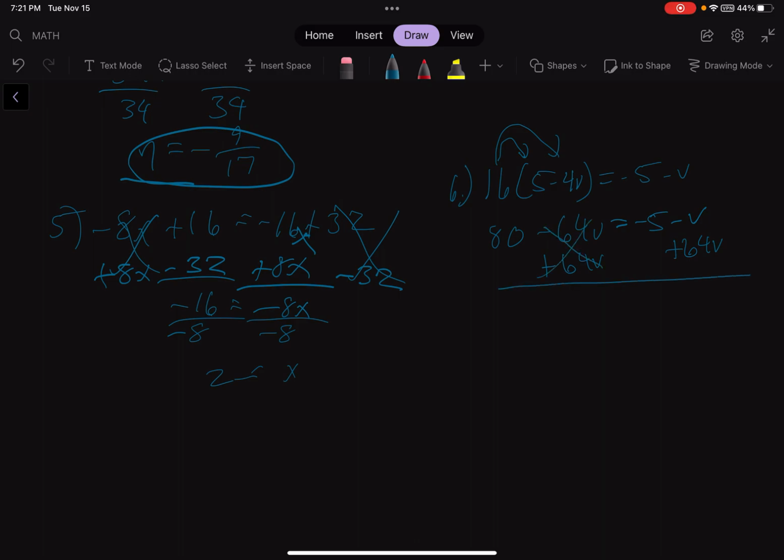That cancels this and leaves me with 63v minus 5, and that's positive now, plus 80. I'm still trying to get v by itself, so I'm going to add 5 to both sides. That's going to be 85 is equal to 63v. If I divide by 63, 85 divided by 63, I'm trying to see if that will reduce. I can't think of how that would reduce, so I'm just going to say that is equal to v.